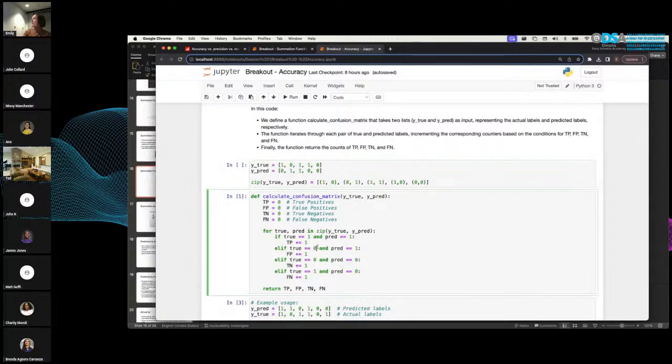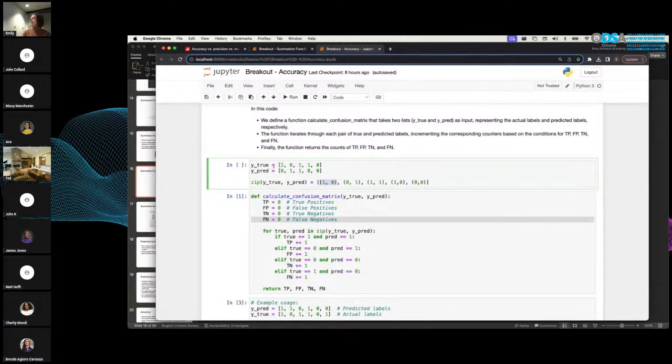Now it says if true is equal to 0, true is equal to 1, so we go to the next LF. If true is equal to 1, true is equal to 1, and pred is equal to 0, pred is equal to 0, fn plus equals 1. So our fn was 0 originally when we made this. After one pass through with this first one, fn is equal to 1. So that says false negative has a count of 1.